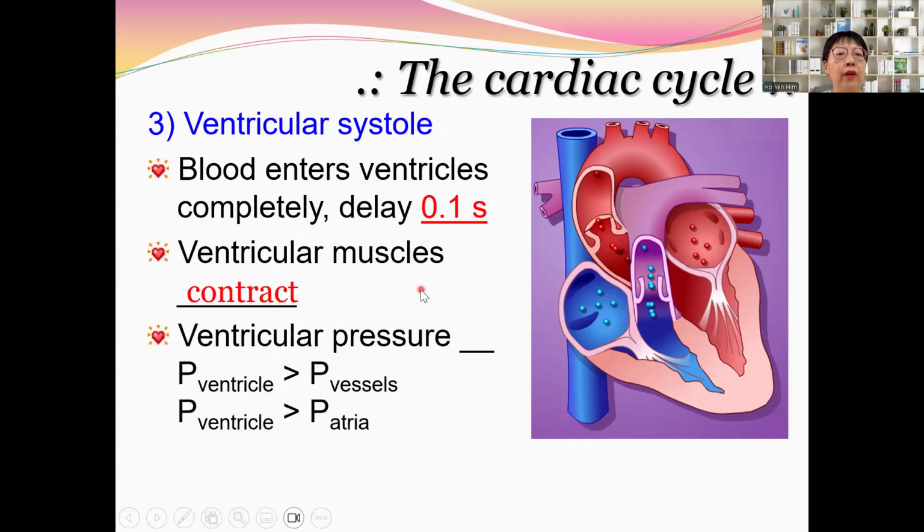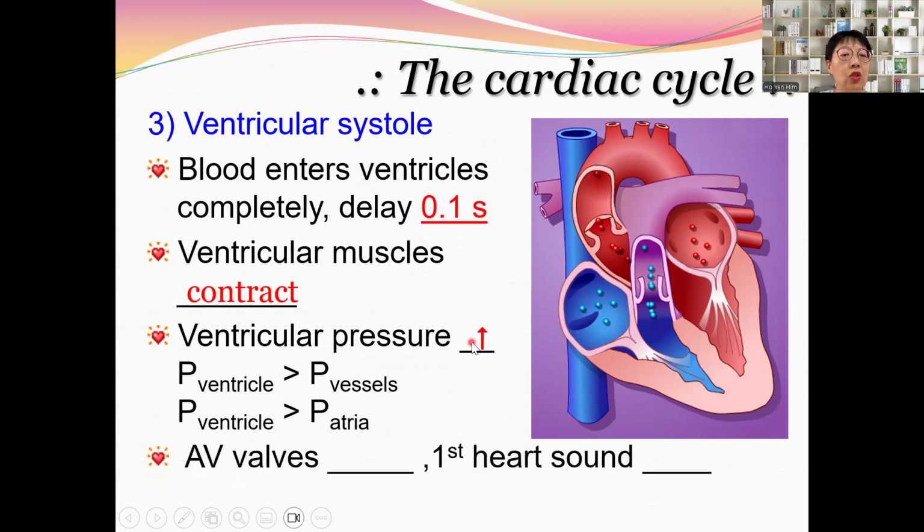So after that, the ventricle muscle will contract. When it contracts, the ventricular pressure will increase, isn't it? It will increase until the pressure in the ventricle becomes higher than the pressure in the artery. So this is the pulmonary artery, and this is the aorta. Pressure in these two ventricles will be higher than pressure in both arteries. So the semilunar valve will open, isn't it? Because pressure here is higher than here. Pressure here is higher than here. So this semilunar valve will open.